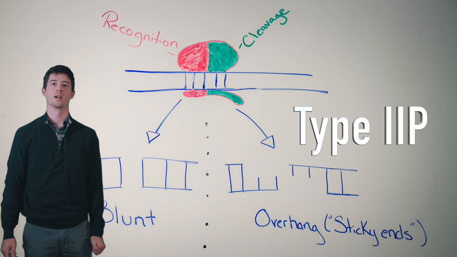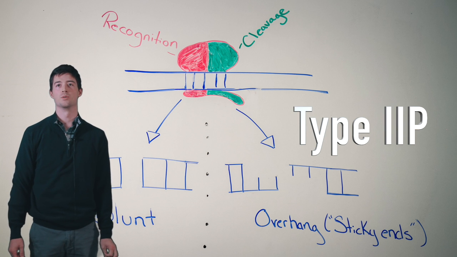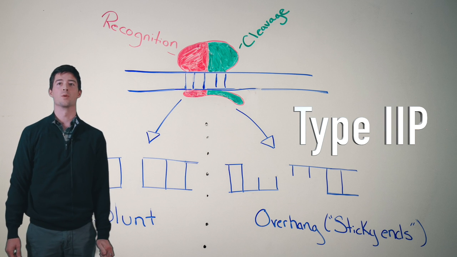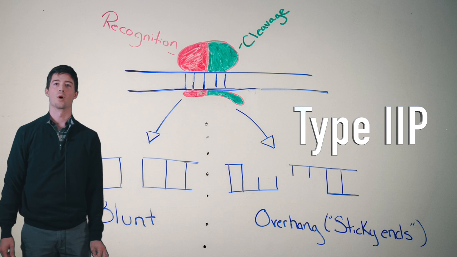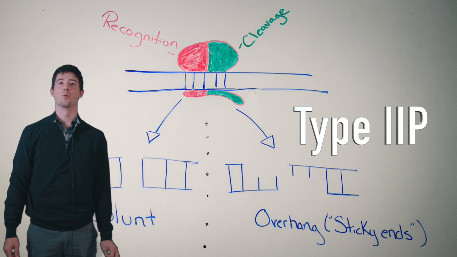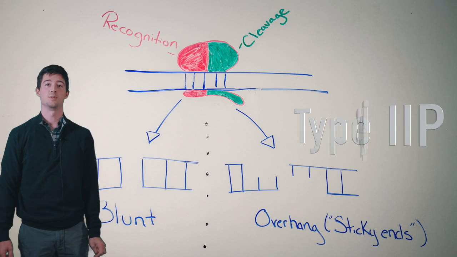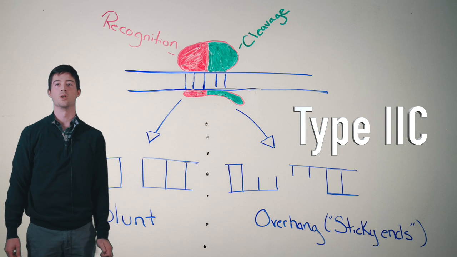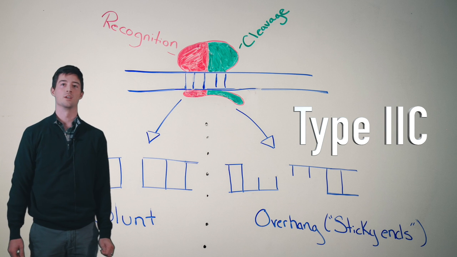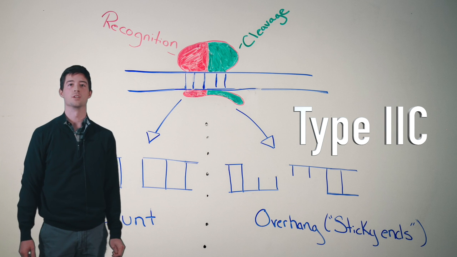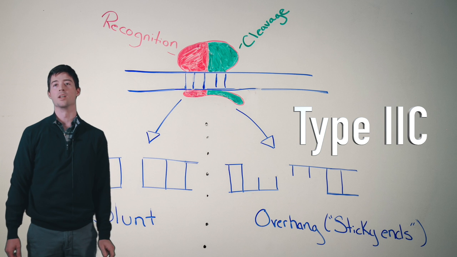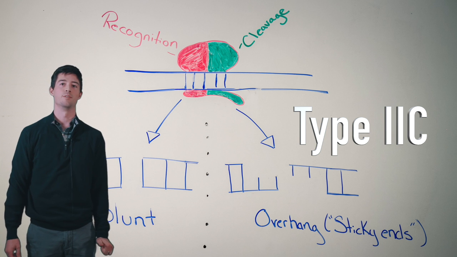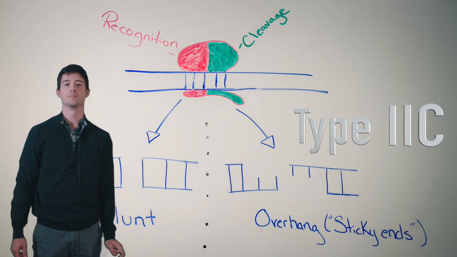The P stands for palindromic. In type 2P restriction enzymes, the part of the enzyme that recognizes the cutting site and the part of the enzyme that cleaves the DNA are part of the same single domain. Type 2C restriction enzymes contain 3 domains, one for recognition, one for cleavage, and one for methylation. The C stands for combined because the enzyme combines cleavage and modification into one enzyme.